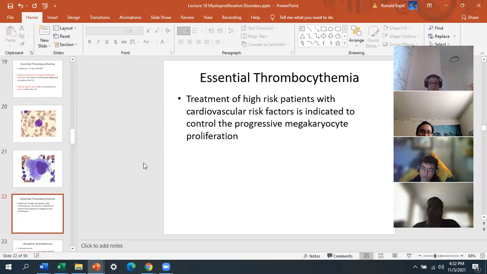So treatment of high-risk patients with cardiovascular risk is indicated to control progressive megakaryocyte proliferation. So we want to control the amount of platelets. We don't want too many platelets in your blood. Actually, too much of anything, too much of RBCs, too much of white blood cells, CML, and then too many platelets, you can cause problems with clogging up your circulatory system. And I'm going to get into that when I talk about coagulation. You don't want to overcrowd it.